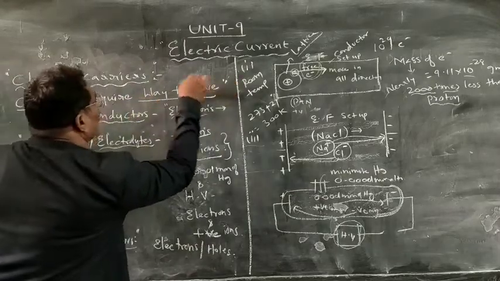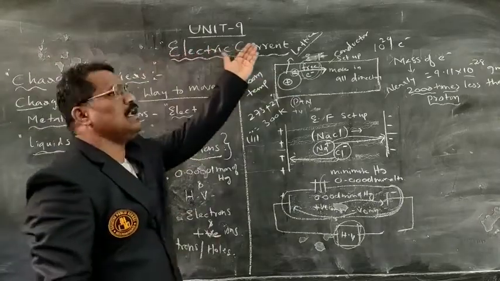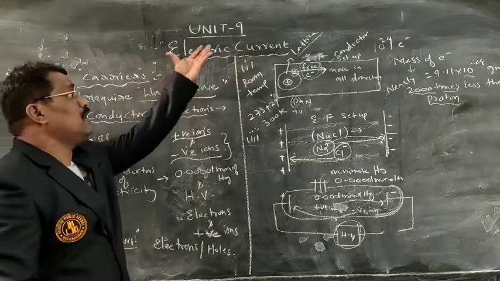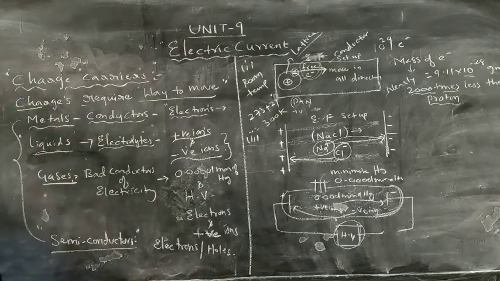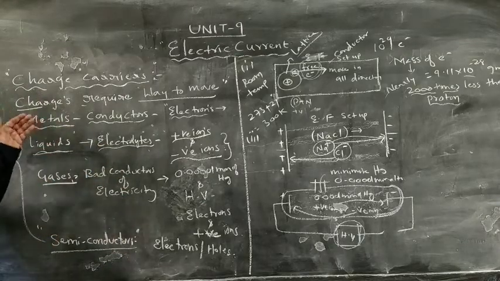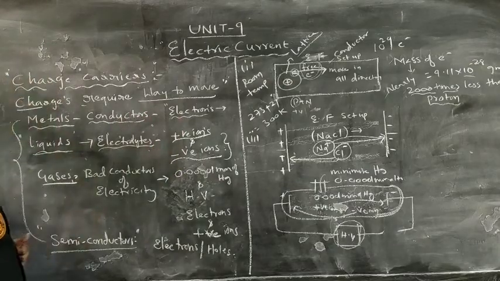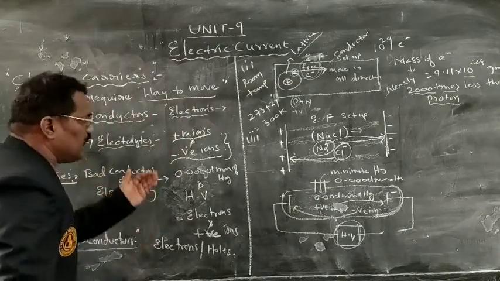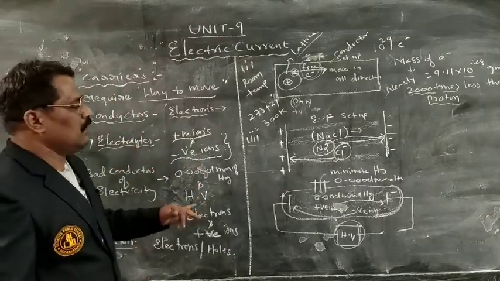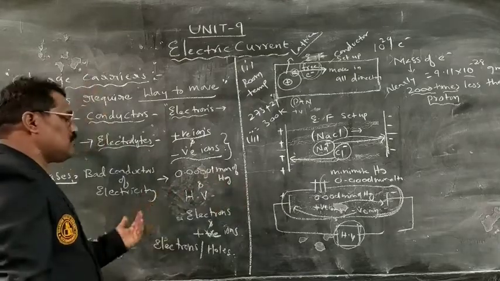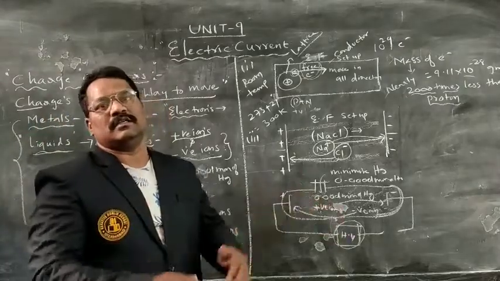Charges require a way to move, to flow. As the flow is in place, then only electric current can be produced. So these are the different types of charge carriers in different substances. In metals, electrons are charge carriers. In liquids, positive ions as well as negative ions are charge carriers. In gases, if you maintain low pressure and apply high voltage, then positive ions as well as electrons can move.